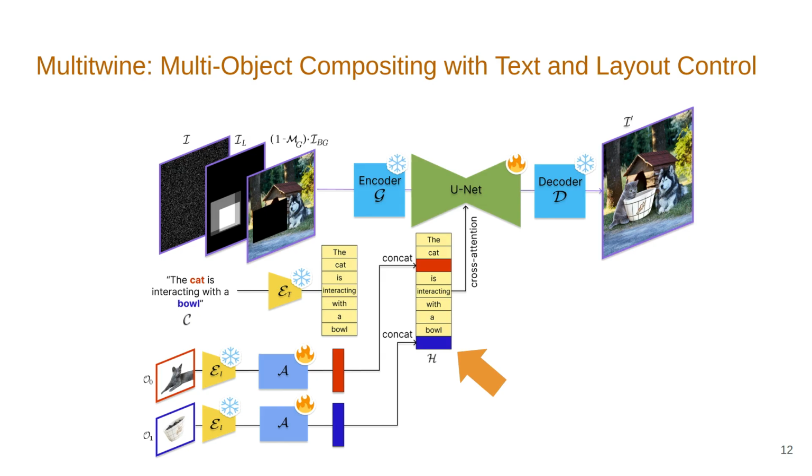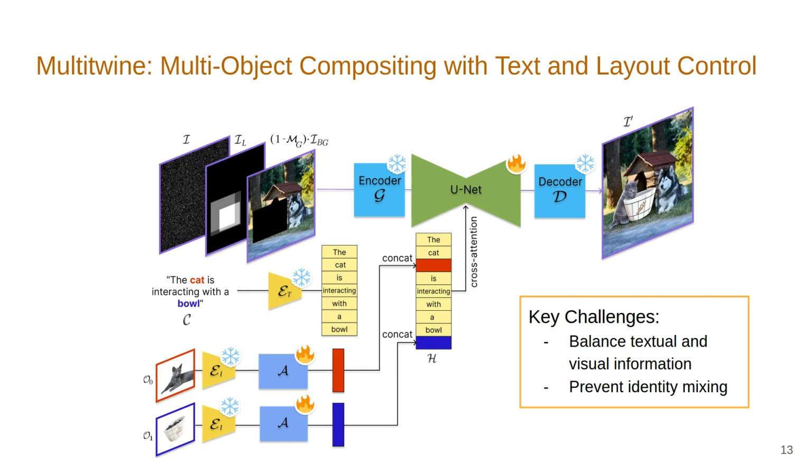Then we encode each object image via DINO and an adapter module, and the text caption using CLIP. After, we build a multimodal embedding by concatenating the encoded visual information of each object after their corresponding text token, obtaining a big embedding that combines visual and textual information, which is then fed to the UNet via cross-attention.